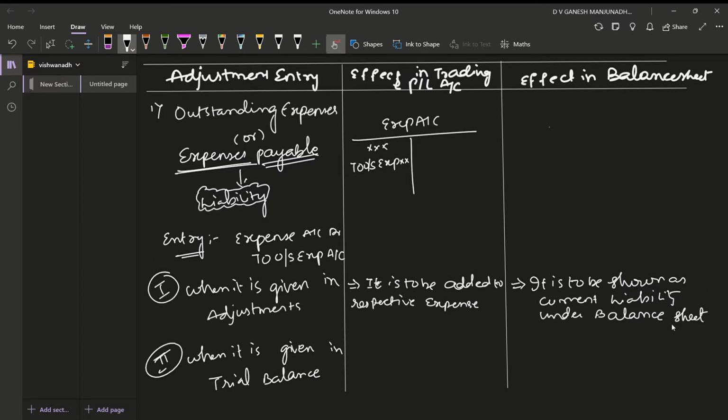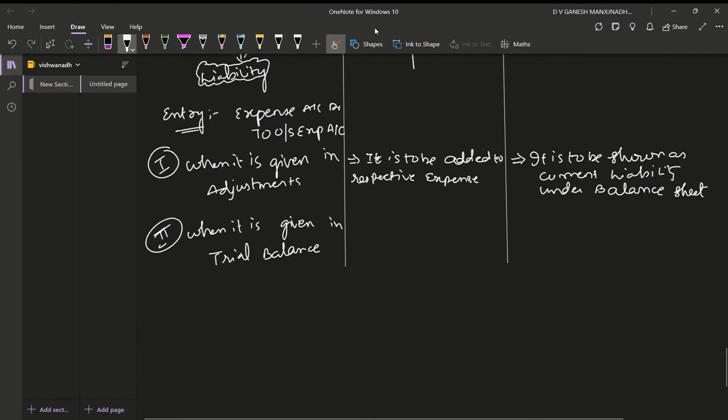When it is given in adjustments, there will be two impacts. Where it is given in trial balance, then we are only having one impact.